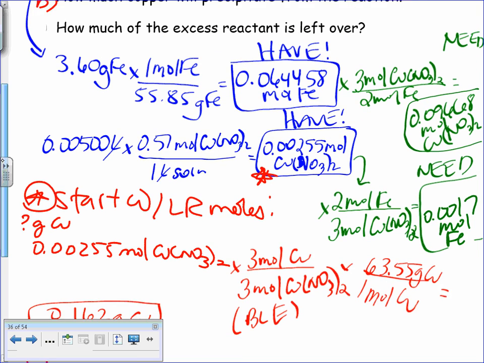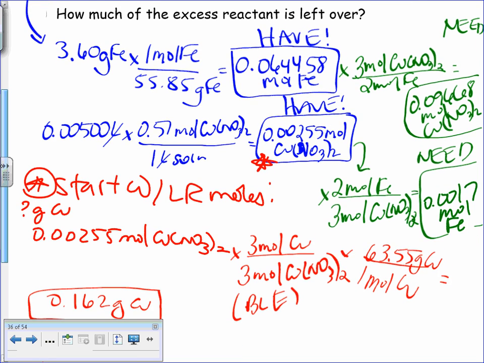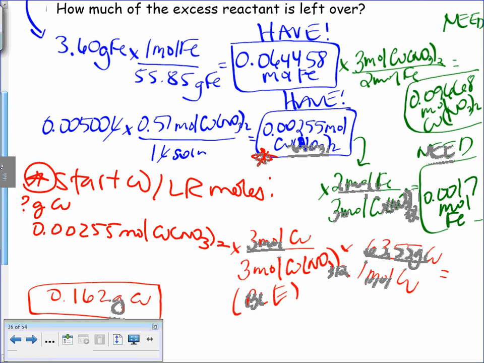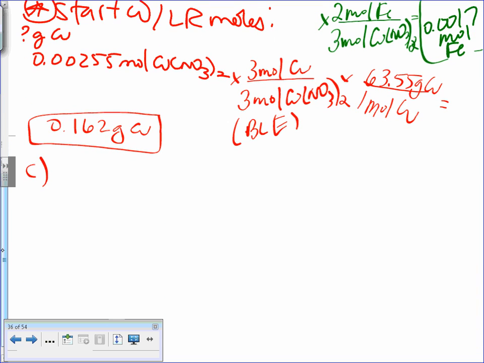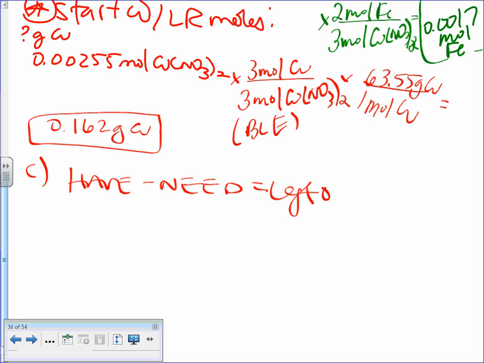Part C. How much of the excess reactant is left over? How do you think we're going to figure that out? Subtract. Subtract what? What we have, what we know, the need from. Subtract the need from the have. So have of the excess, subtract the actual need of the excess, and that's going to tell you how much is left over. So you guys figured that out by yourselves. So proud of you.